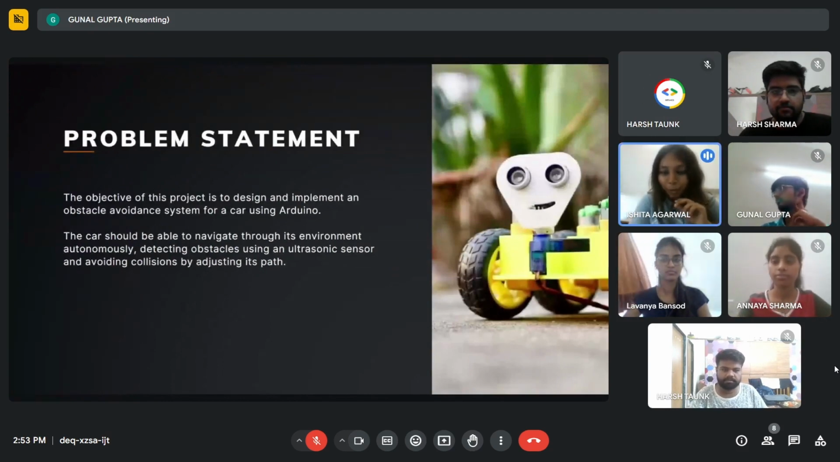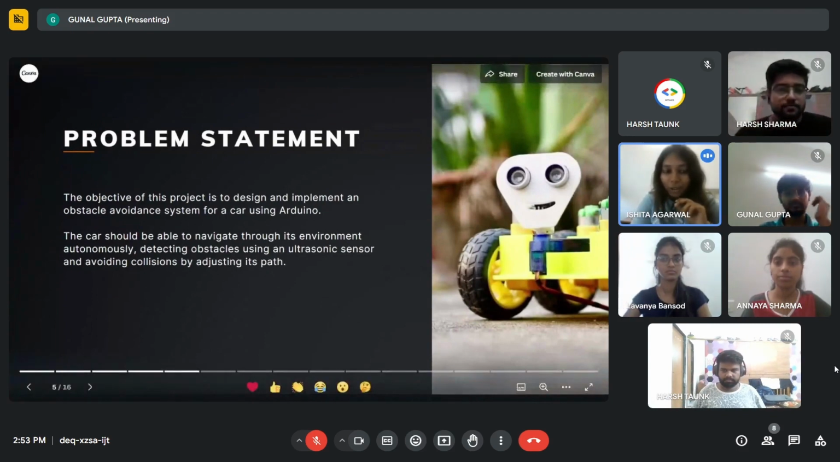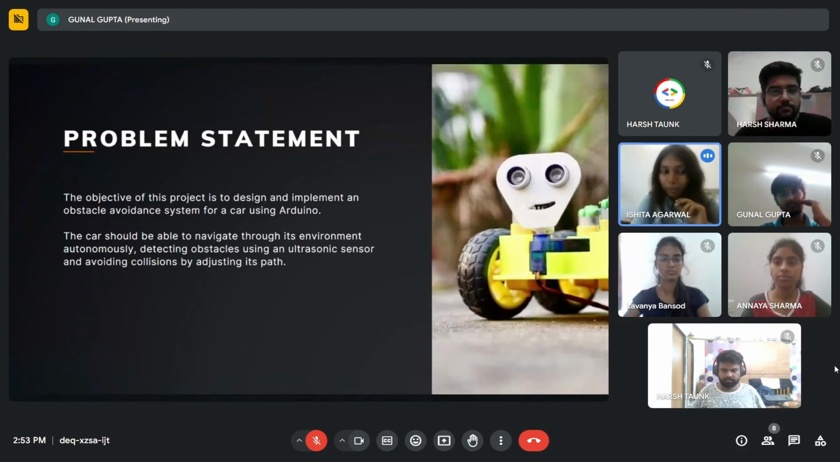So coming to the problem statement, the objective of this project is to design and implement an obstacle avoidance car using Arduino. The car should be able to navigate through its environment autonomously, detecting obstacles using an ultrasonic sensor and avoiding collisions by adjusting its path.